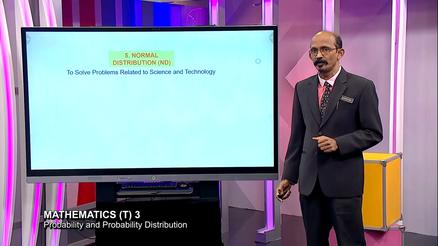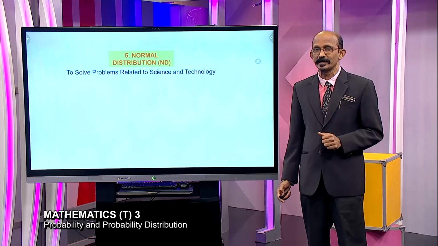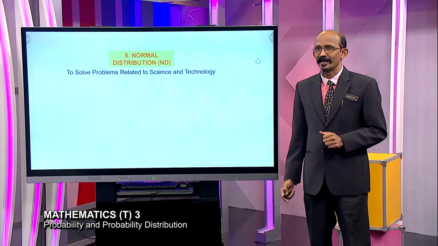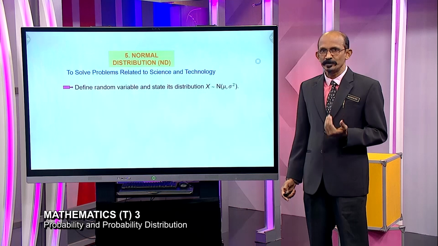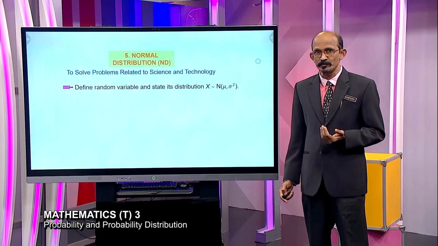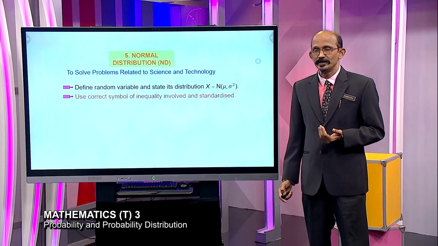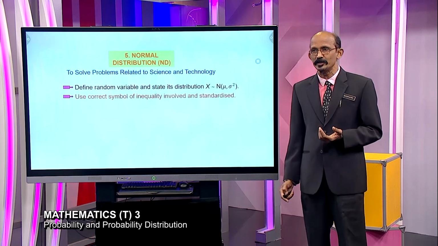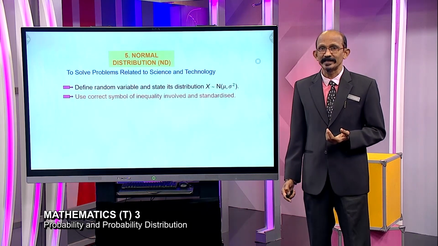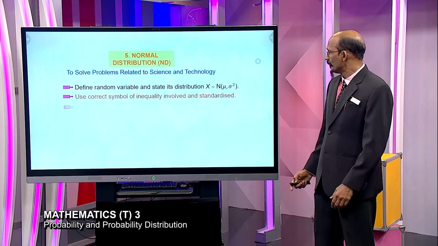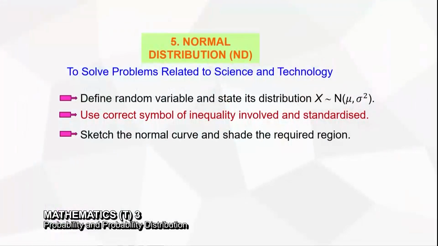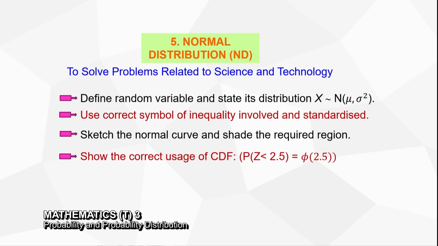One is to solve problems related to science and technology. And for this, you have to define your random variable and state the distribution. You need to use the correct symbol of inequality involved and standardize. Okay, next, you should be able to sketch the normal curve and shade the required region, and show the correct usage of CDF.